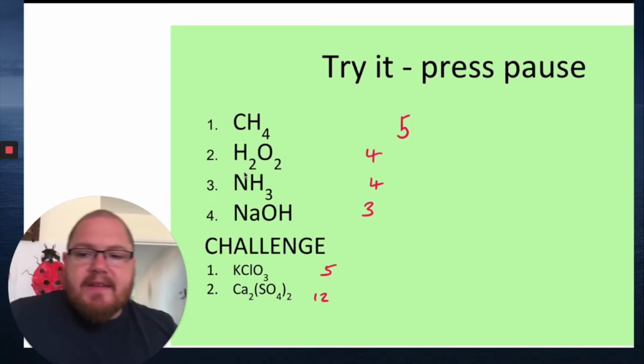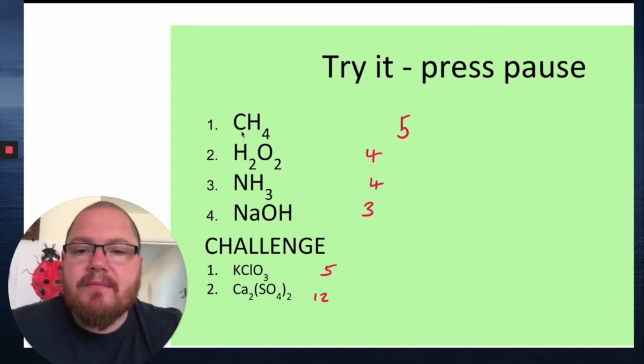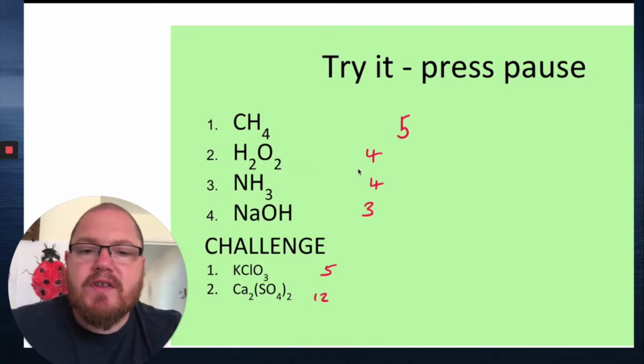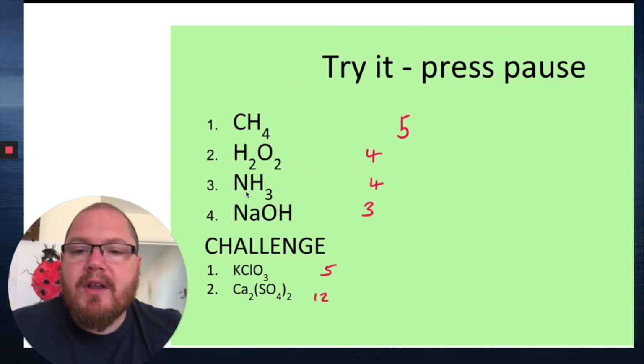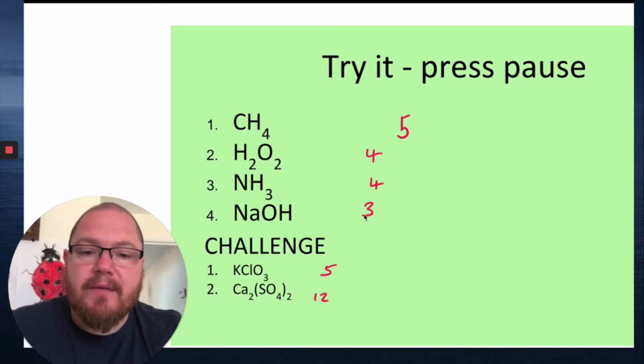Let's see how we did. So I've got 1 carbon, 4 hydrogens, that's 5. 2 hydrogens, 2 oxygens, that's 4. 1 nitrogen, because there's no number after it, 3 hydrogens, that's 4. Here's an example of that lowercase letter now. Na is sodium, so that's all 1. That's 1. O, 2, H, 3. So there's 3 atoms there, because there's no numbers.